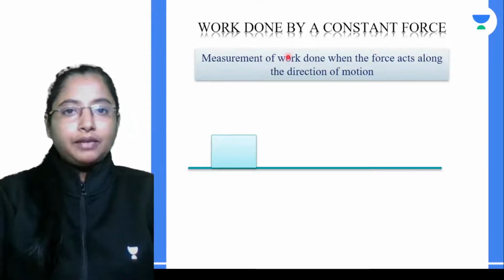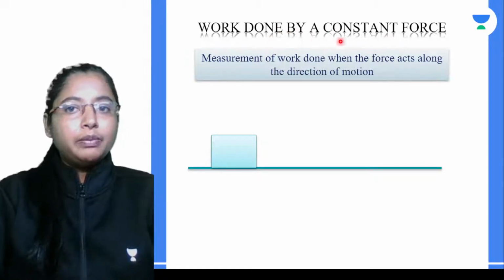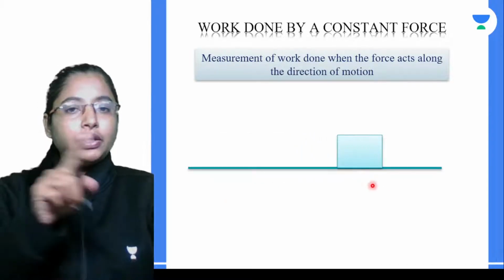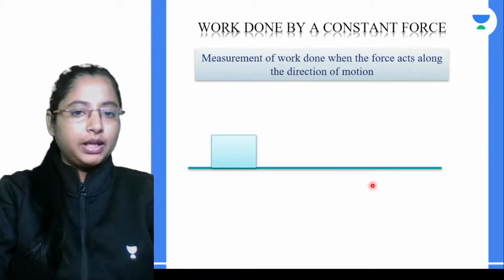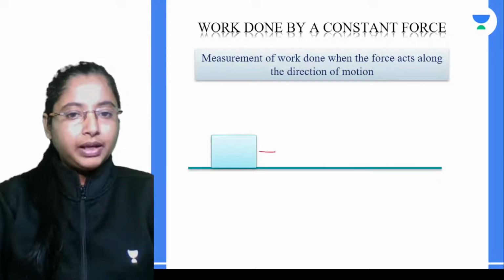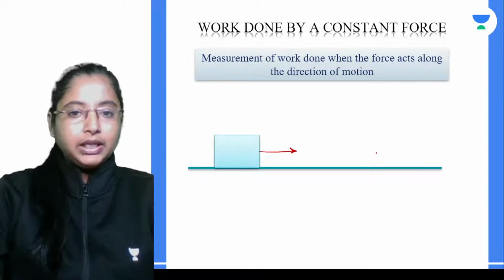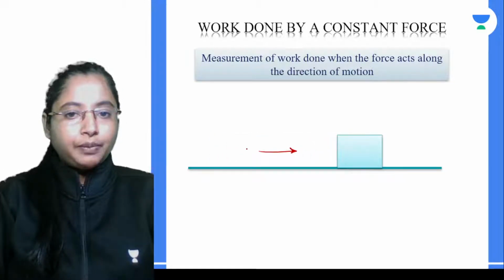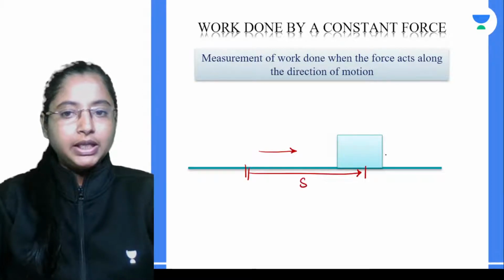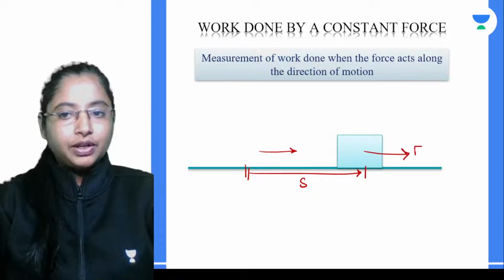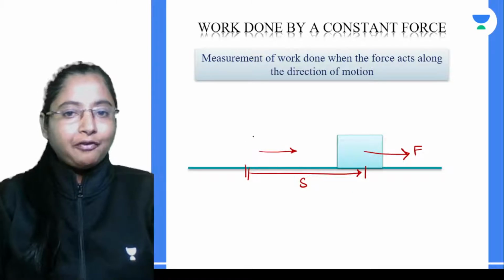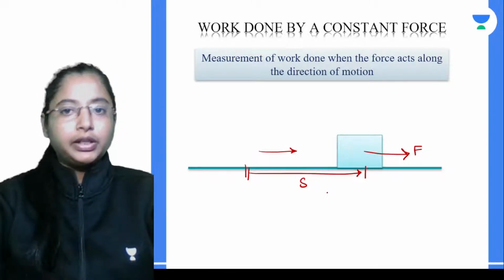So the first concept we're going to see is work done by a constant force. That is, as the object is moving through a certain distance, the force applied at all points was the same. For example, take this particular block: we are applying a force to it, and for the force applied, the block moved from this point to this point. This is the displacement, and the force applied was in this direction.